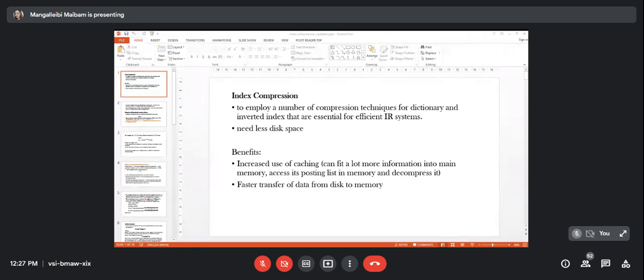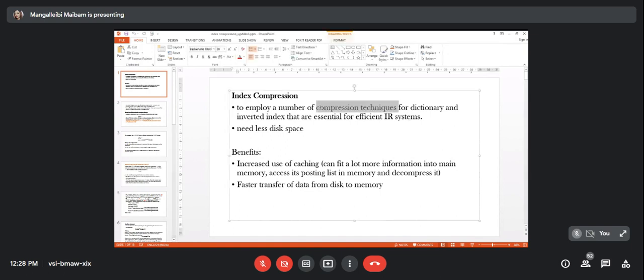Okay, now your next topic. This is your index compression. Last class what we have done was index construction. Today we will see index compression. Index compression is normally done in order to employ a number of compression techniques for the dictionary and the inverted index that are essential for an efficient IR system.